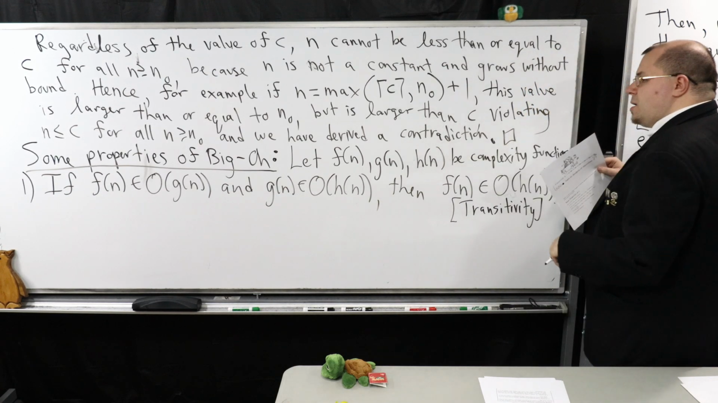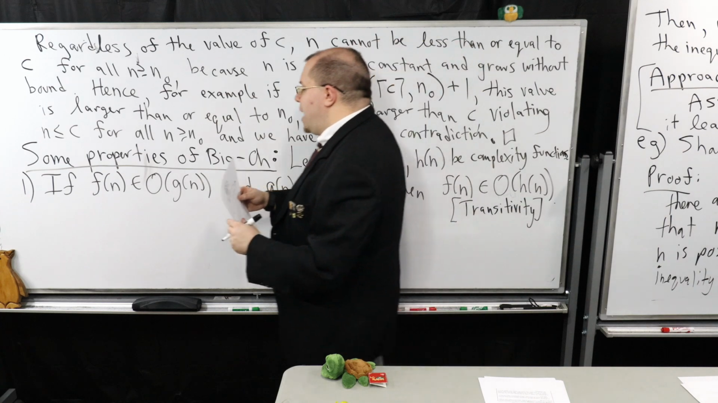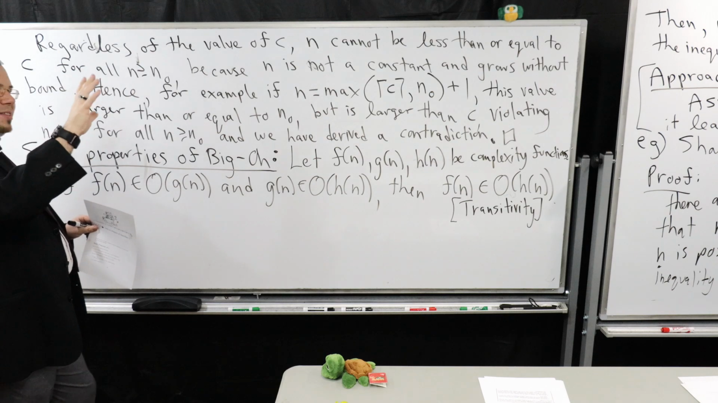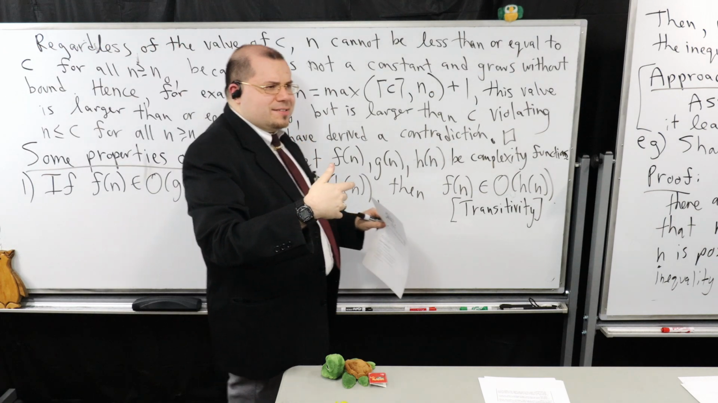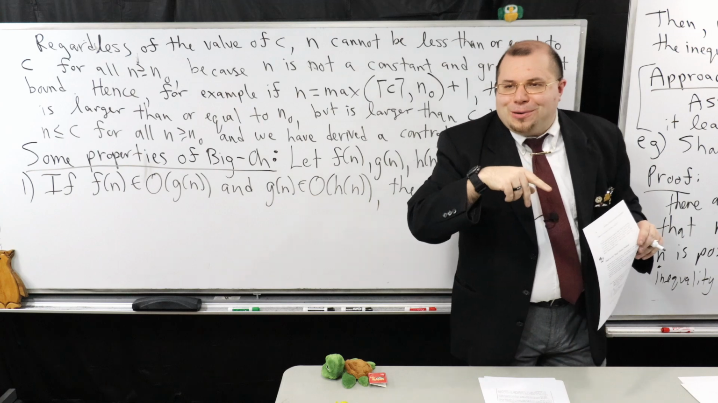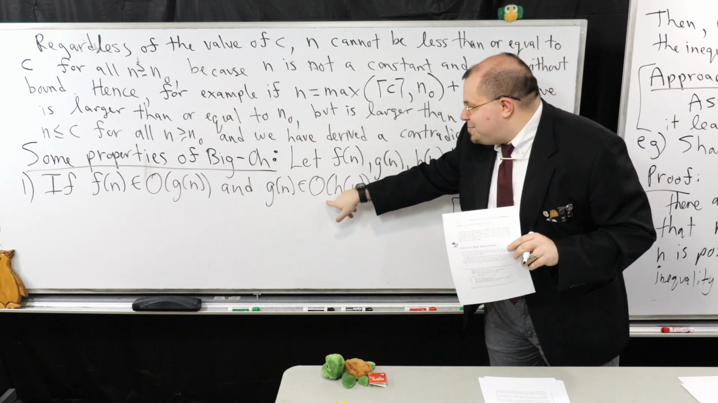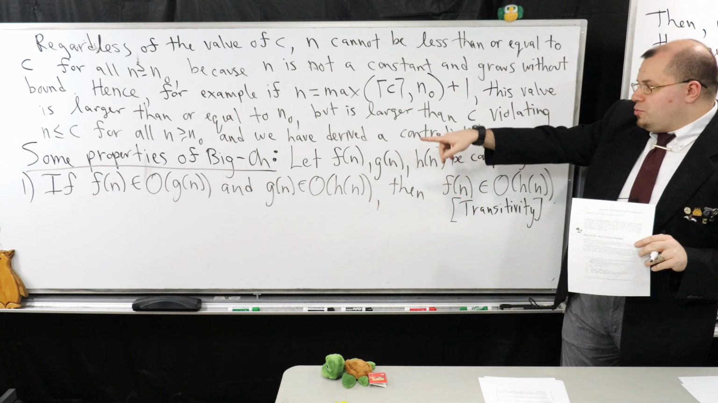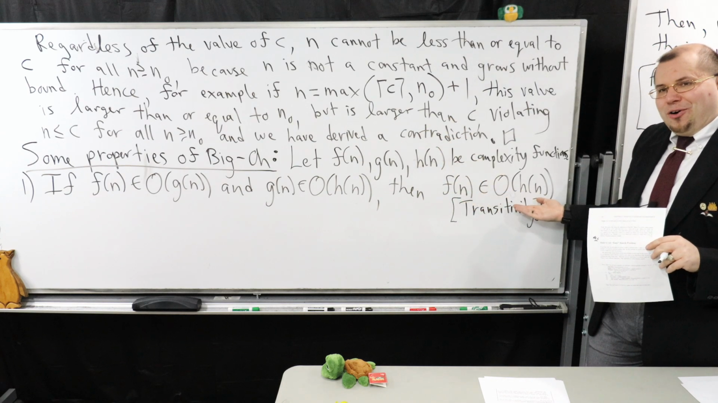It's a valuable property in the sense that if you have some complexity function you're analyzing, and suppose you're doing some count of that, and you know that it's big O of g, but you have another function related to your analysis that you know much more about, and you know that it's big O of h, you can conclude immediately through this property that whatever you're originally studying would also be big O of h.